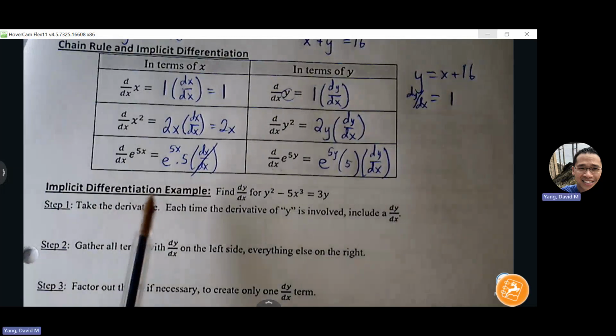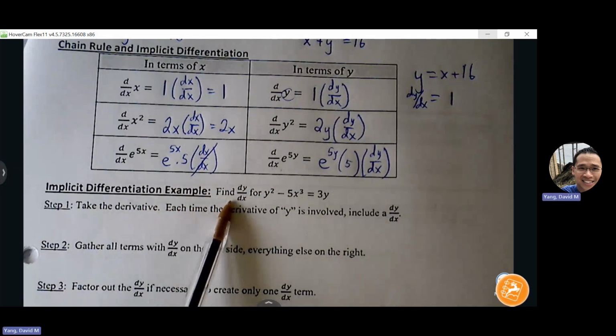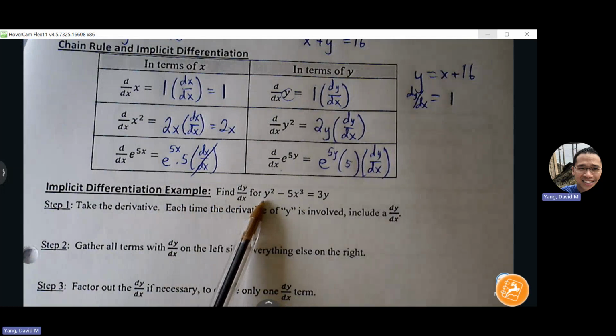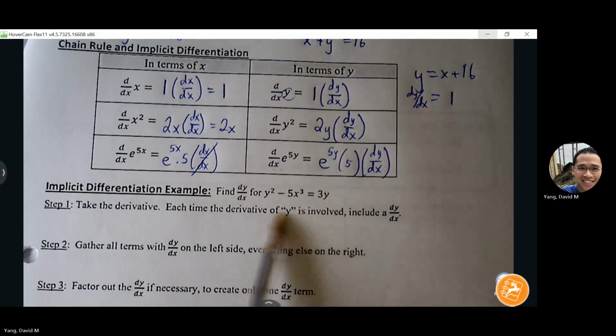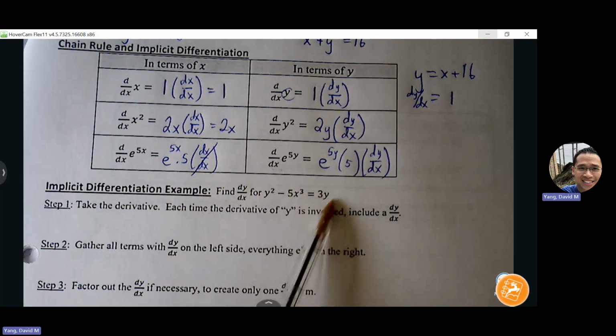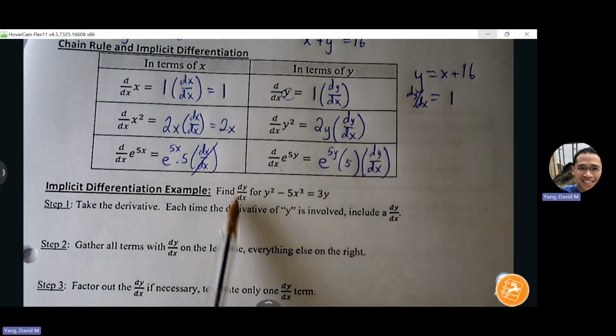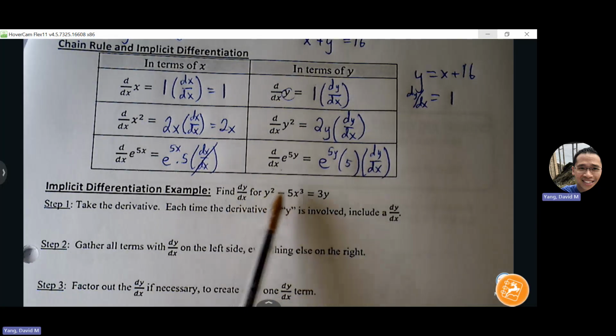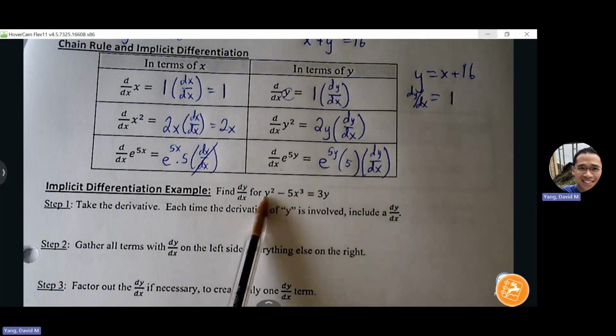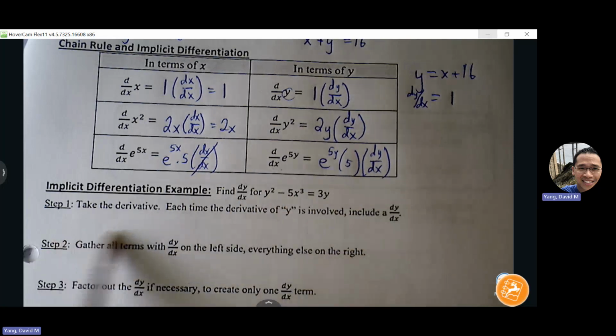All right, so implicit differentiation example. If I want to find the derivative equation for this equation, I need to keep track of my y and keep track of the variable. Okay, so let me go through it step by step.